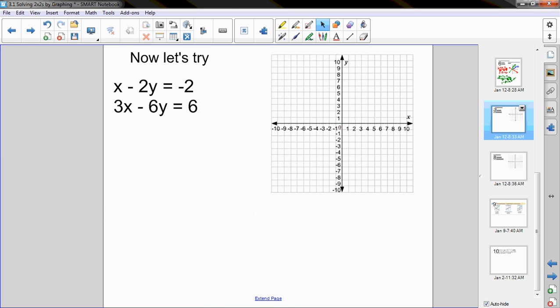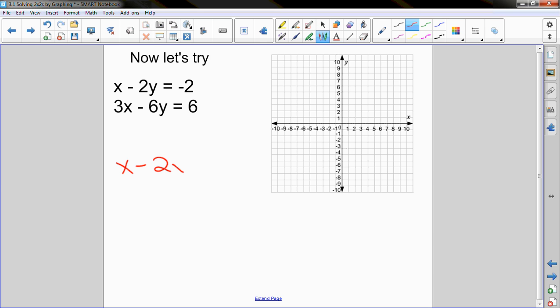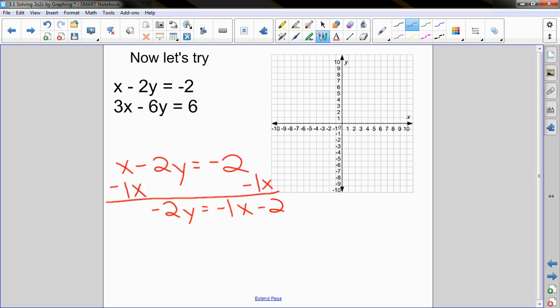Now let's try this one. I have x minus 2y equals -2. Tell me what to do. Subtract 1x from both sides. If you want to call it 1x, because I know a lot of you like to do that, to leave the 1 there so you can see what the slope is, you can. So I'm going to bring down -2y is equal to, remember, make your x go first, -1x minus 2. What's my next step? Somebody tell me. Yep, divide by -2.